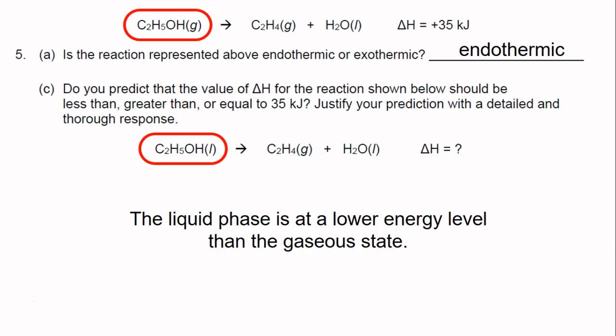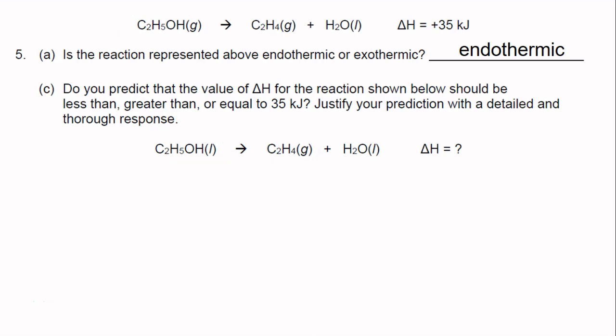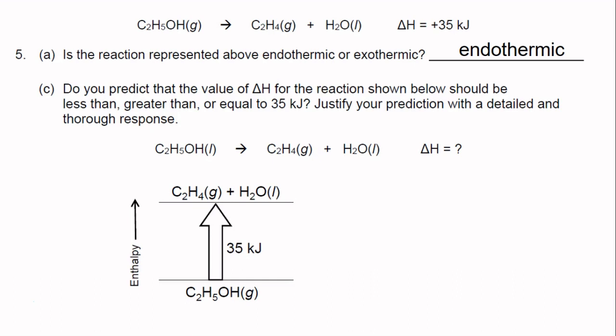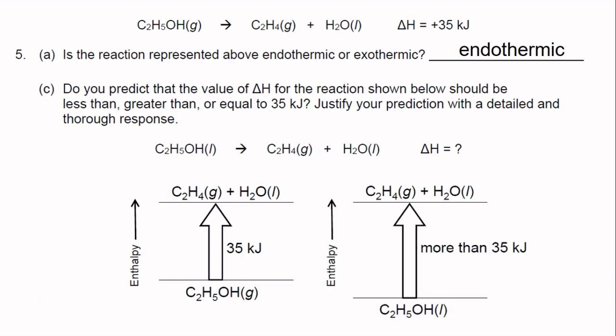This should make sense to us because evaporation, or liquid to gas, is an endothermic process. Therefore, if we absorb energy going from a liquid to a gas, the gas should be at a higher level, and the liquid should be at a lower level. Now, if our diagram looks like this, going from reactants to products, but then we switch from gaseous ethanol to liquid ethanol, which is at a lower energy level, the difference between the reactants and the products should be greater than 35.